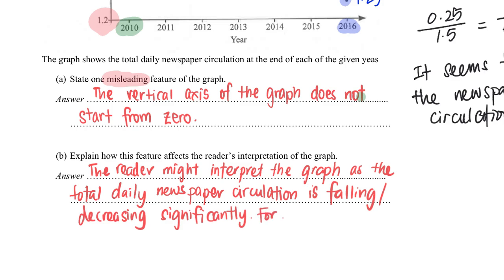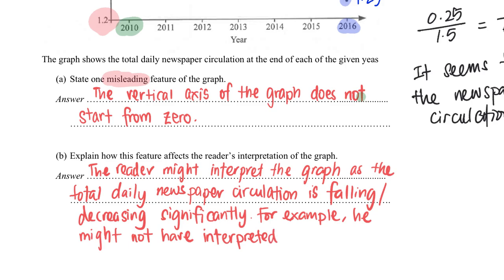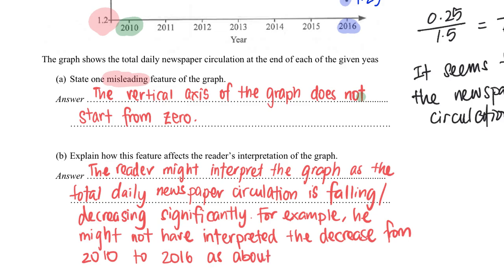For example, he might not have interpreted the decrease from 2010 to 2016 as about 1/6.